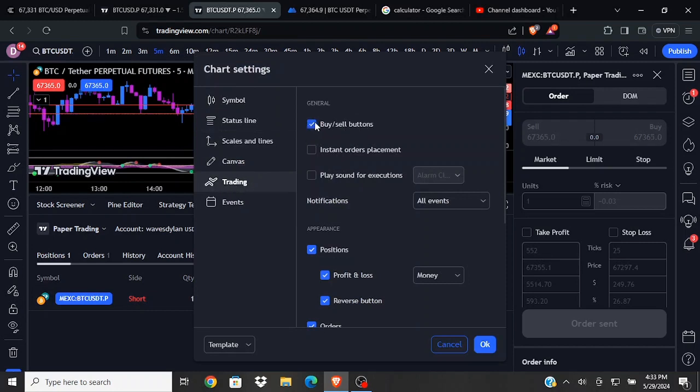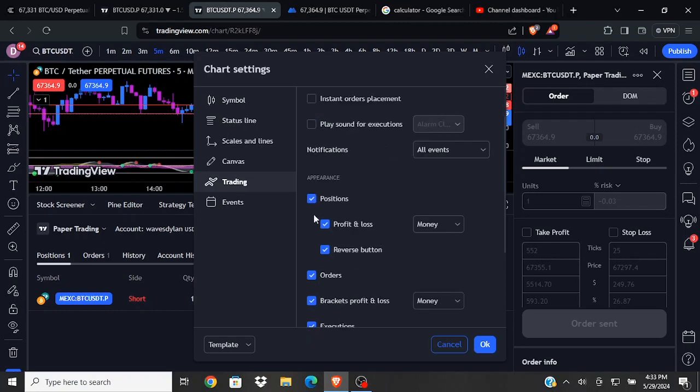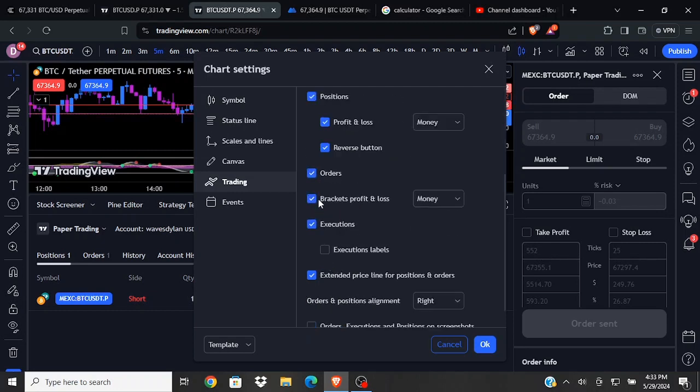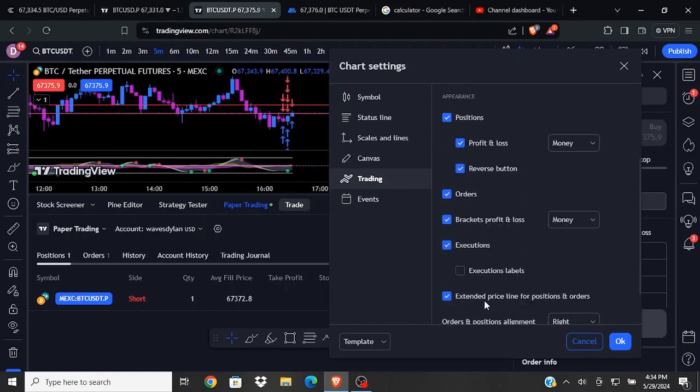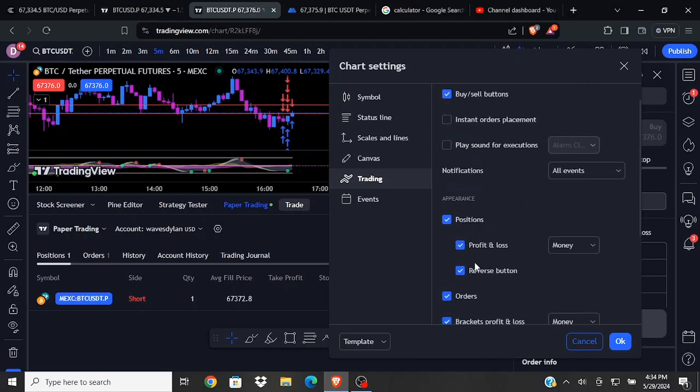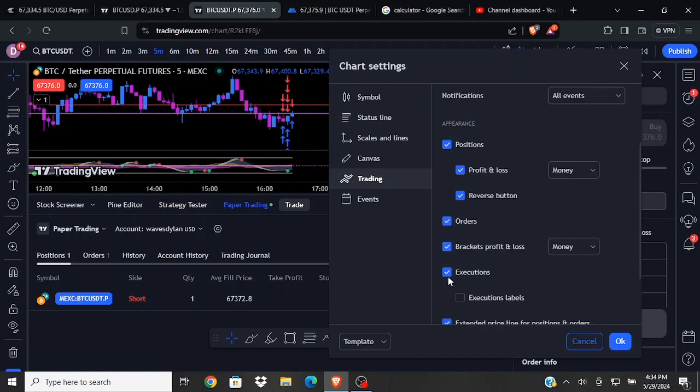You have your buy sell buttons. I think these are these buttons in the top left. If I uncheck those, they disappear. So if you don't want those up there, you can do that. You can hide your positions if you want. You can hide your orders. And I think this check mark, executions, is going to be the arrows. If I uncheck that, that will get rid of the arrows. So I guess I am diving into these settings a little bit and learning them for myself. So that's good to know. If you don't want all those arrows on your screen, just uncheck that.